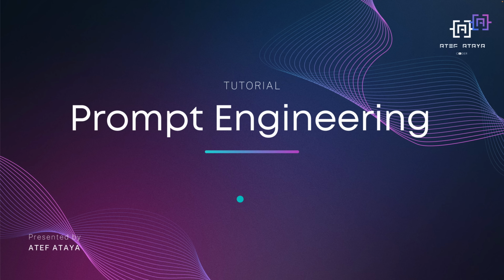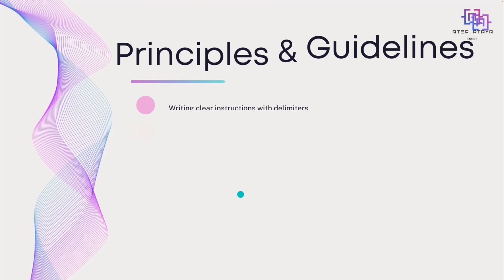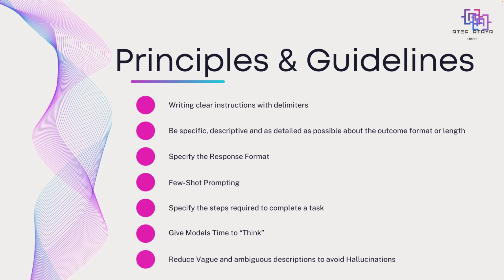In today's video, we are going to talk about the following principles: writing clear instructions with delimiters, being specific, descriptive, and as detailed as possible about the outcome, format, or length, specifying the response format, few-shot prompting, specifying the steps required to complete a task, giving models time to think, and reducing vague and ambiguous descriptions to avoid hallucination. So let's go ahead and see how to implement these principles.